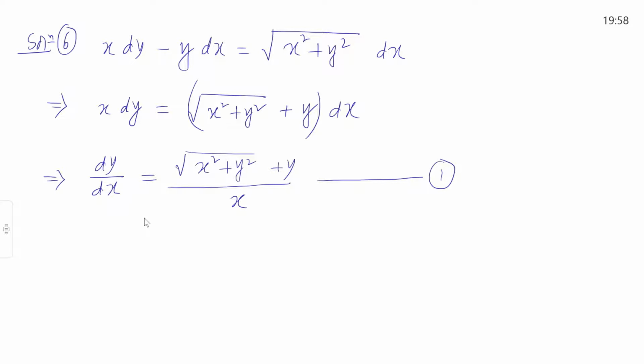So we use the same method, y is equal to vx substitution. Let y is equal to vx. This implies dy dx will be equal to v plus x into dv dx. So we use this expression and the y equal to vx expression in equation 1.